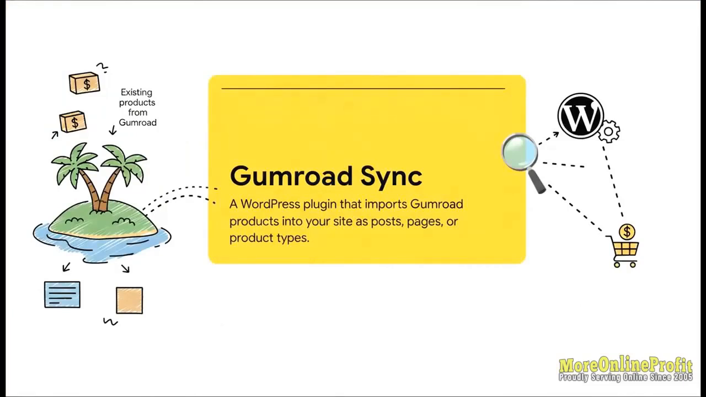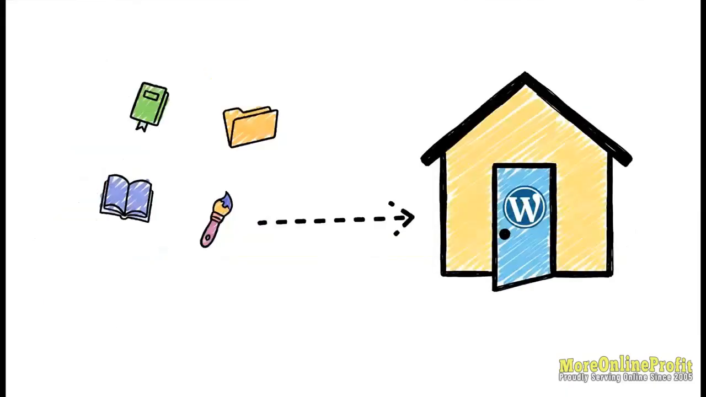In a nutshell, it reaches out to your Gumroad account, grabs your products, and pulls them right into your WordPress site. You can then display them as posts, pages, or even a special Gumroad products content type. To put it really simply, it brings your products home. They get to live on your main domain right alongside all your blog posts and other content. And that's a huge deal for brand consistency. Not to mention, it can give you a nice little SEO boost too.